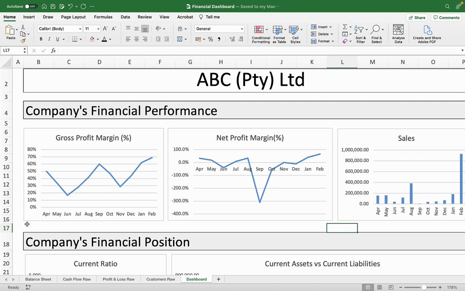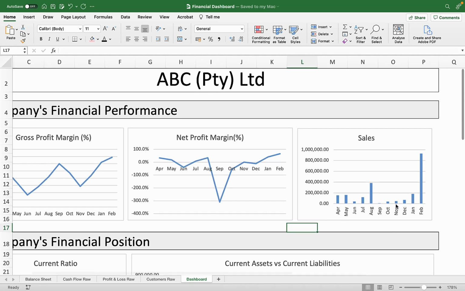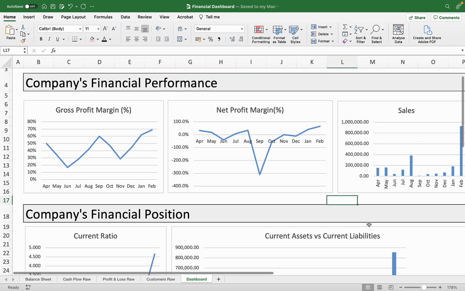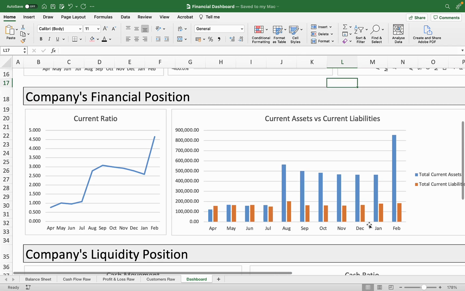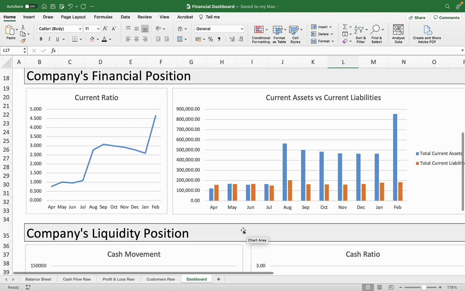Your gross profit margin percentage, again, it's a percentage of what our returns are, and it's showing a little bit of a dip in September, and then you've got your sales amounts and showing a big increase in your February number. We've also got a number of ratios that are created from this. Your current ratio, you've got your current assets versus your current liabilities. Your total current assets is in the blue and your liabilities is in the orange.